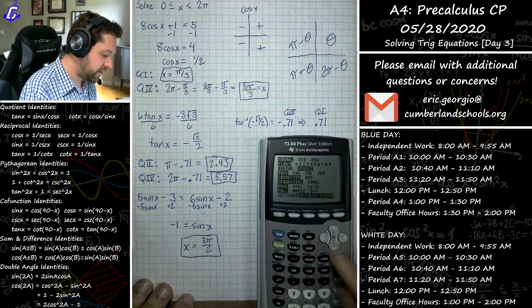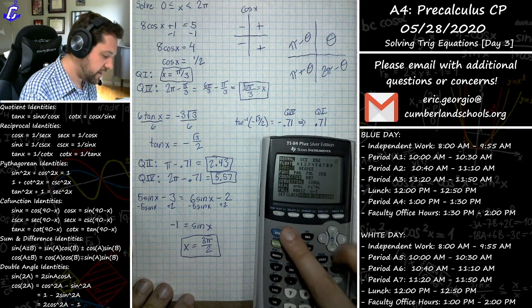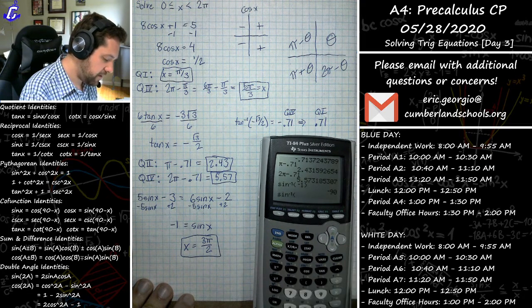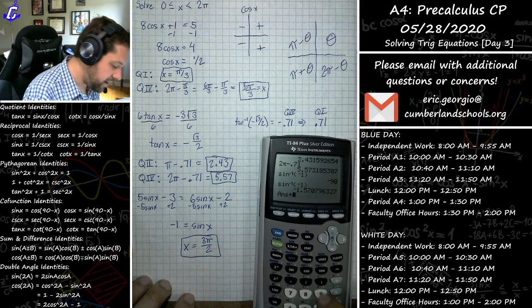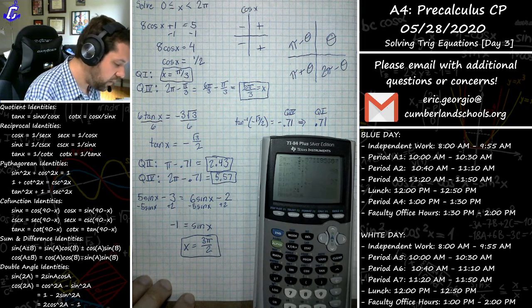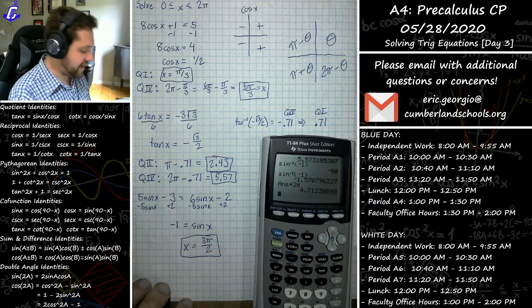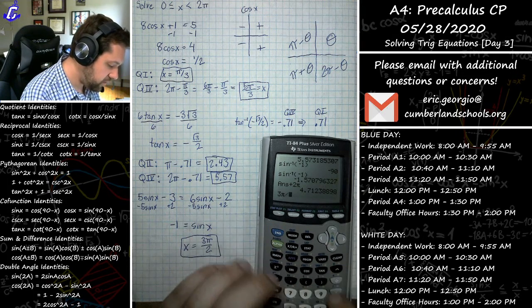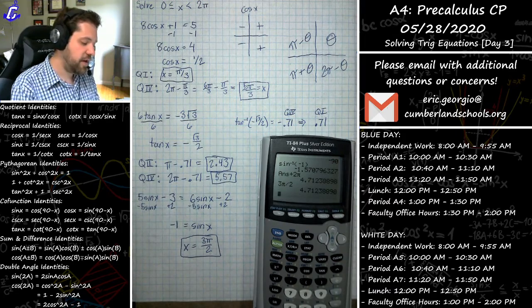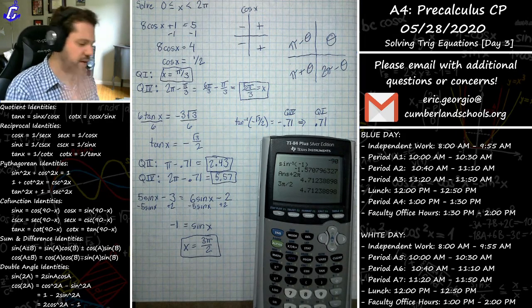Notice if I kept my calculator in radian mode, and I did the sine inverse of negative 1, I get this decimal, and that decimal is, if I add 2 pi, go all the way around the circle, the same as 3 pi over 2. So if I did 3 pi over 2, it should be the same exact decimal, but that's really hard to see. That's really hard to notice.